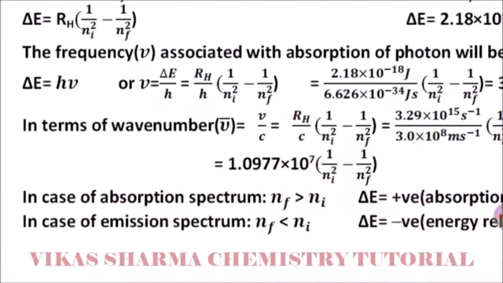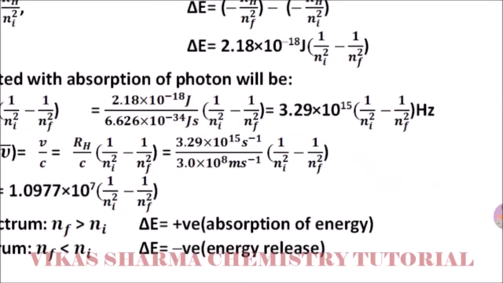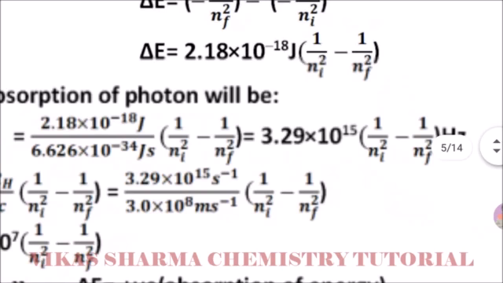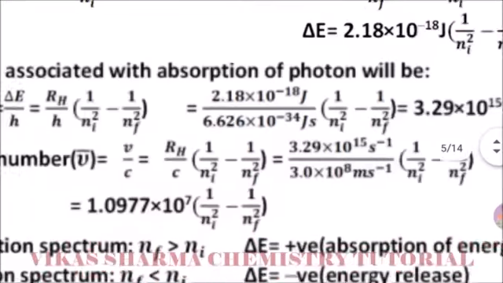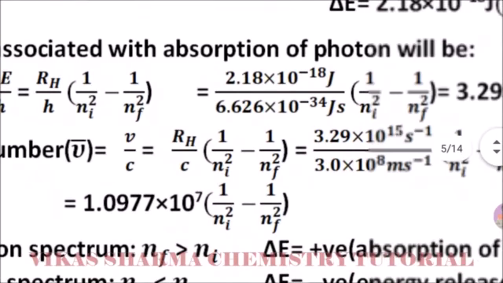In terms of wave number, nu bar is equal to frequency divided by velocity. So RH divided by c, times 1 by Ni square minus 1 by NF square, it is equal to 3.29 into 10 to the power 15 per second divided by the velocity of light, which is 3.0 into 10 to the power 8 meter per second, multiplied by the bracket 1 by Ni square minus 1 by NF square. So it is equal to 1.0977 into 10 to the power 7, and in the bracket the value is 1 divided by Ni square minus 1 by NF square.